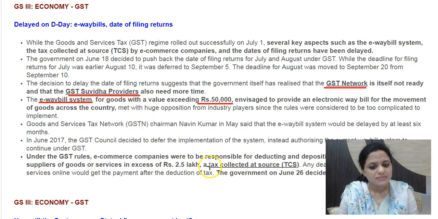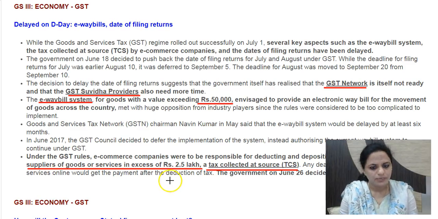Another thing which has been delayed for the present is tax collection at source. This tax collection at source was for e-commerce providers. E-commerce providers had to deduct 1% of the payments they make to goods and services suppliers on their e-commerce platform when they have to make a payment of more than 2.5 lakh.